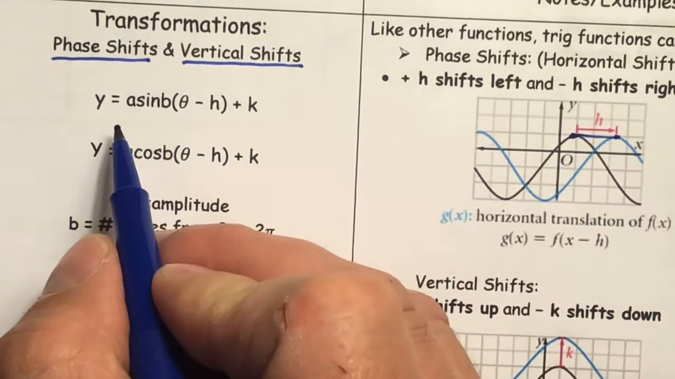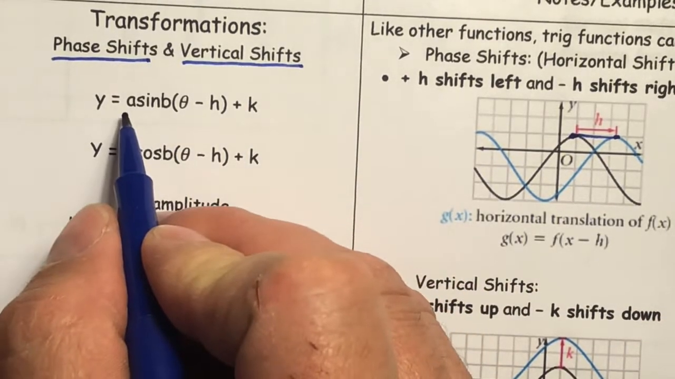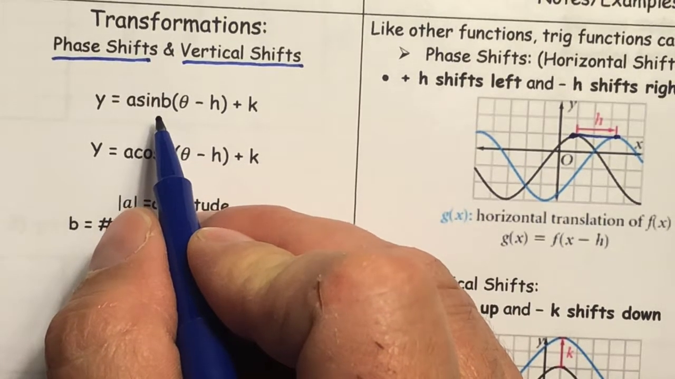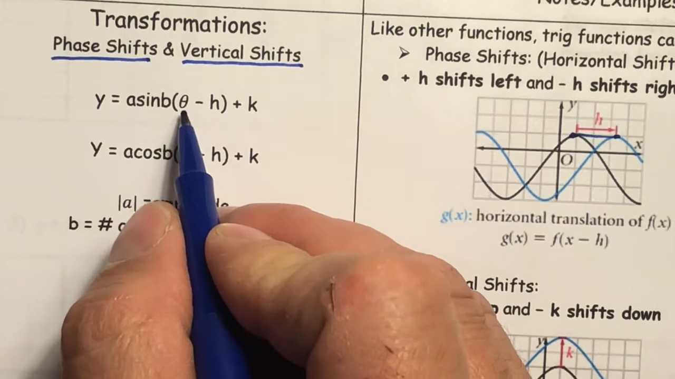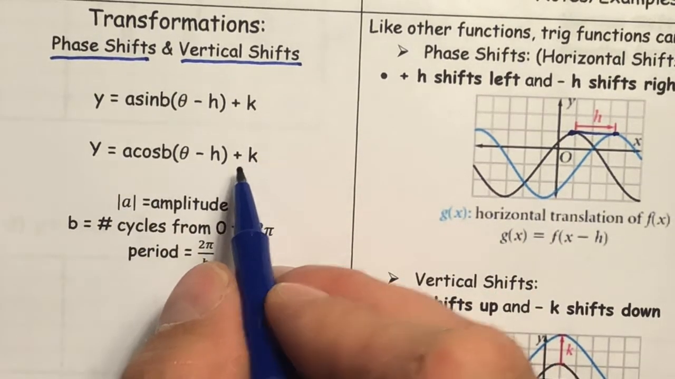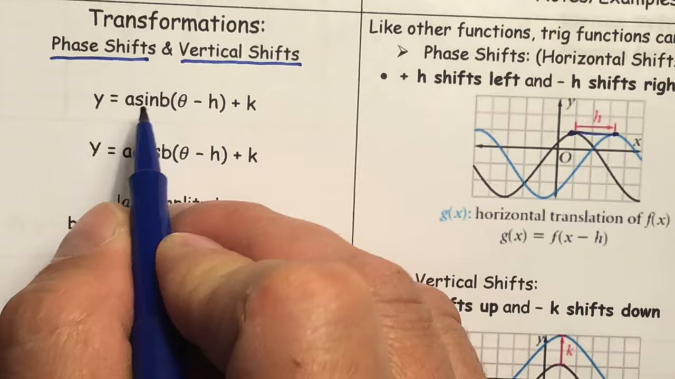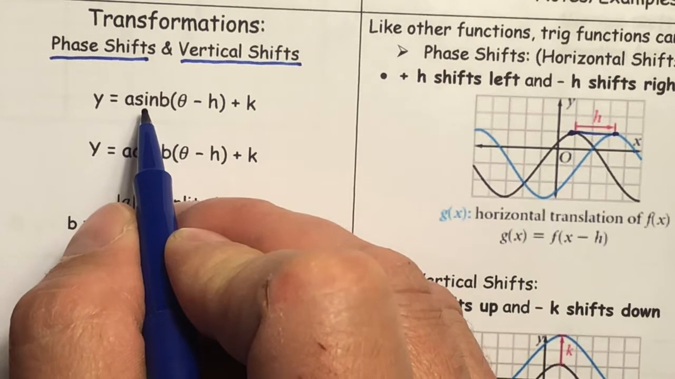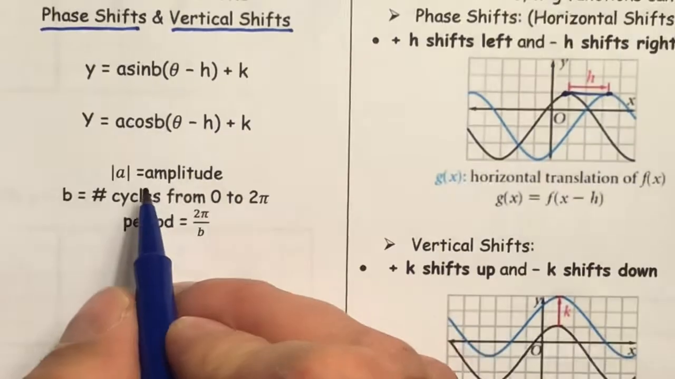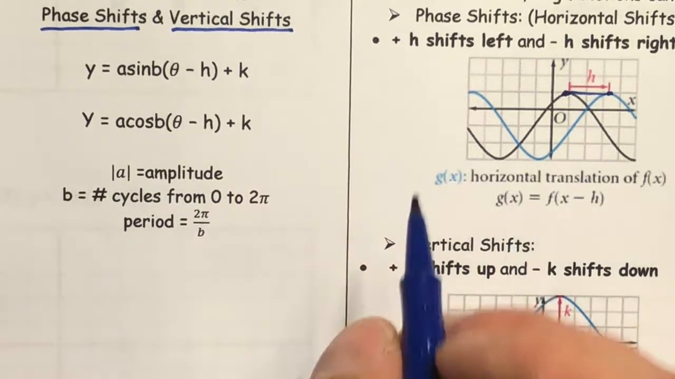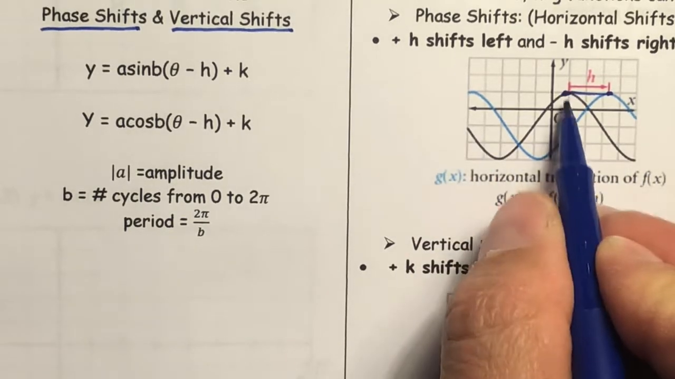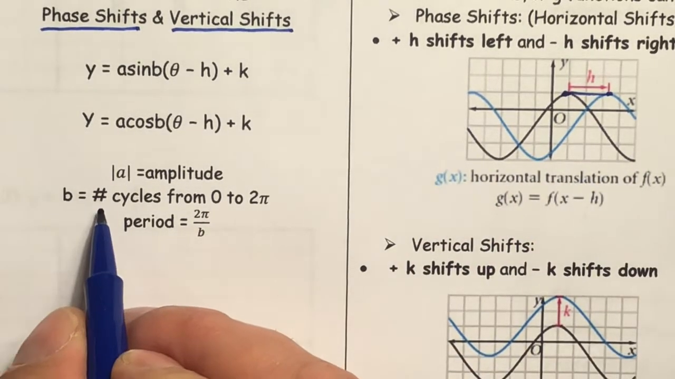So we're going to use these functions here. Y equals A sine B. Remember, B is the number of cycles from 0 to 2 pi. Parenthesis theta minus H, parenthesis plus K. And the same thing with the cosine. Remember, sine, generically, you're going to start at the origin, at that 0. And cosine, you are going to start either at the maximum or minimum. A is still our amplitude. Remember what amplitude is. It's from the midline. If I were to draw a midline, up to the max or down to the min. And again, B is the number of cycles from 0 to 2 pi.